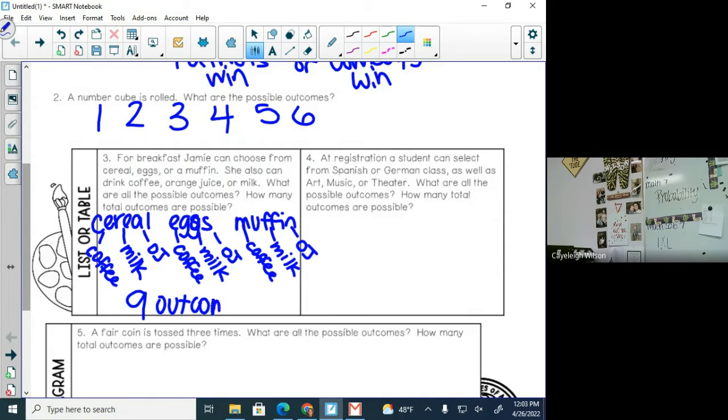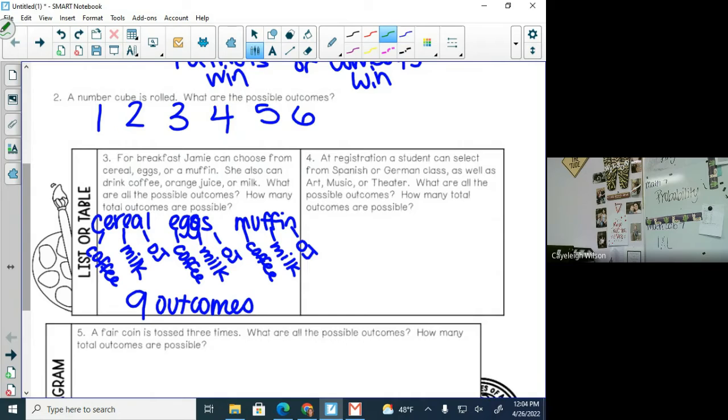9 outcomes. Another way that you can figure out how many outcomes there's going to be is to multiply. How many breakfast choices does she have? 3. How many drink choices does she have? 3. And what's 3 times 3? 9. So she's going to have 9 possible combinations. All right, we'll do another one. We'll do a lot of them today.